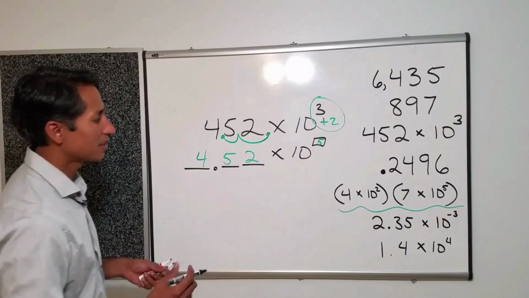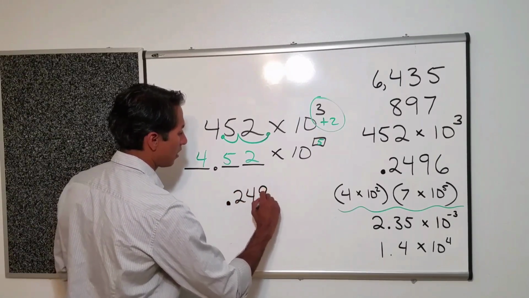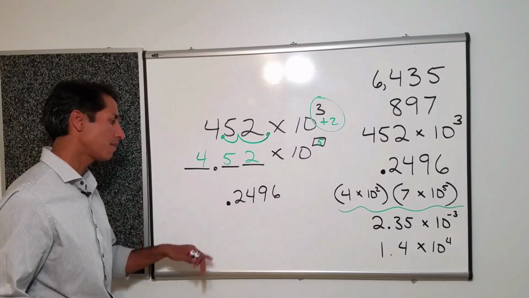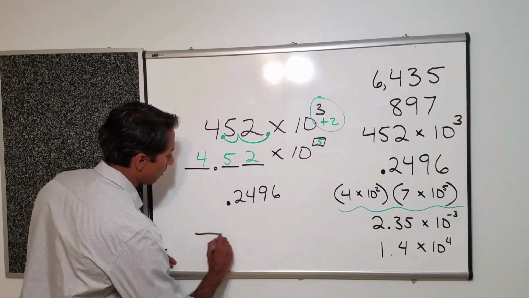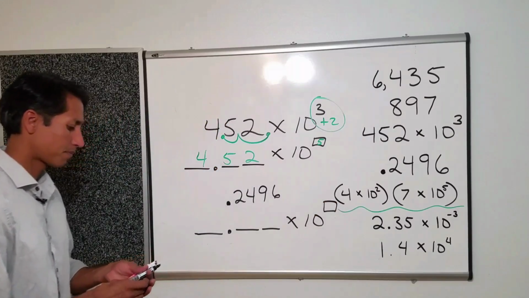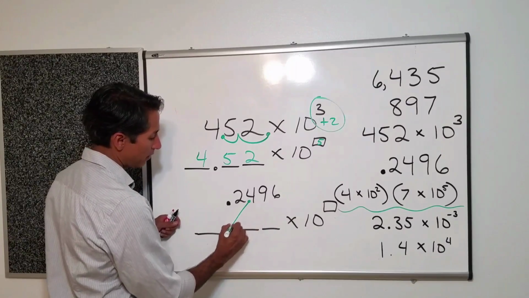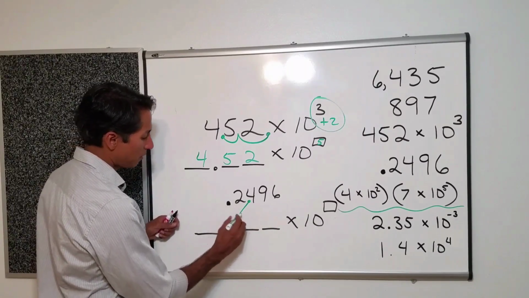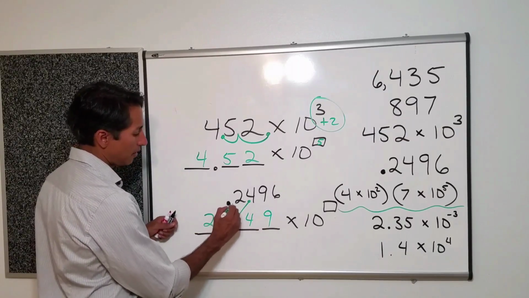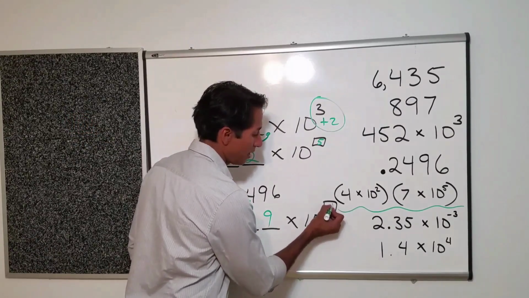The next one is a little bit different because now we have a small number, 0.2496. Okay, write it in scientific notation. I need to do the same thing. Number, decimal, number, times 10 to the something. I need to move the decimal into this middle spot right here, right? That's going to be where I need to go. So I end up with a 2.49. And then how many times did I move it? Once. So I put a 1 here, right?